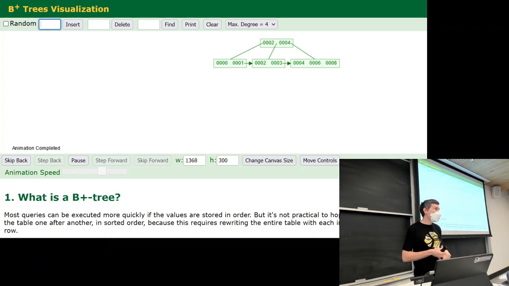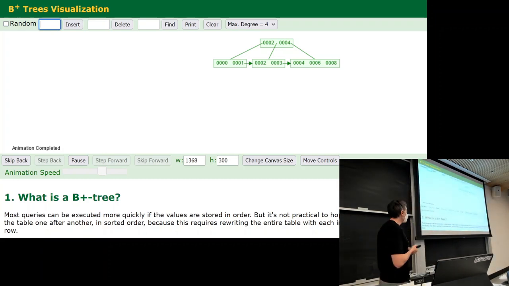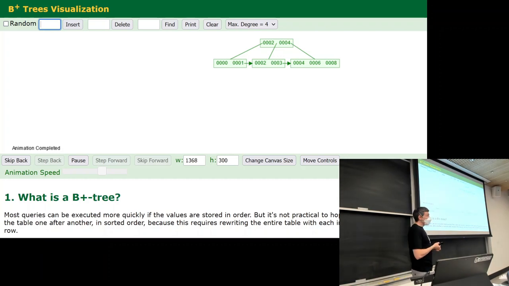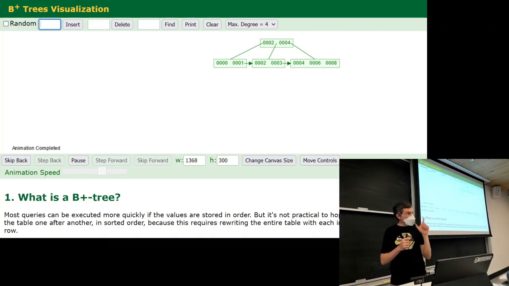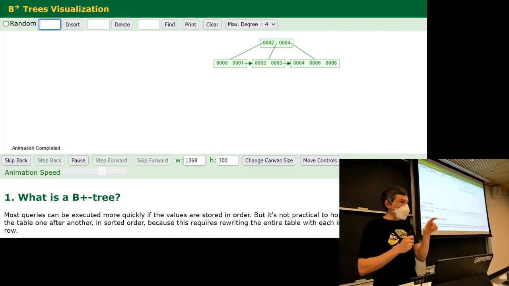Does the order of insertion matter for the structure of the tree? Yes, it does. Perfect question. So the question is, does the order of insertion affect the construction of the tree? Yes. It may be the case that I insert things in one order versus another, and there's no guarantee that certain keys will be in the same nodes. Tries actually do have that property. No matter what order you insert the keys in a trie, they will always have the same physical layout in the data structure.